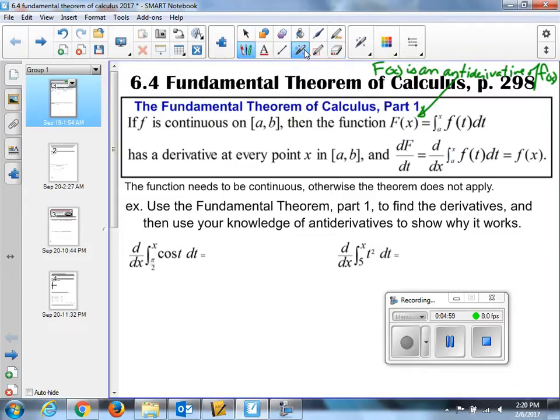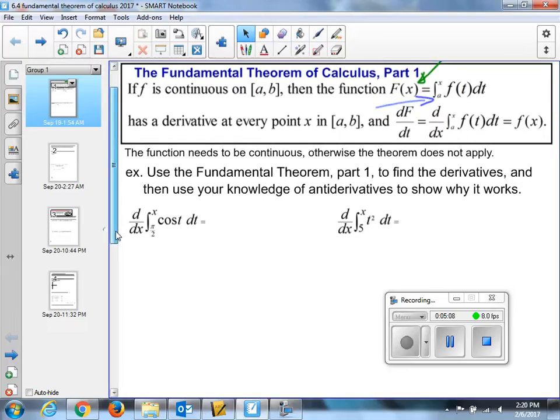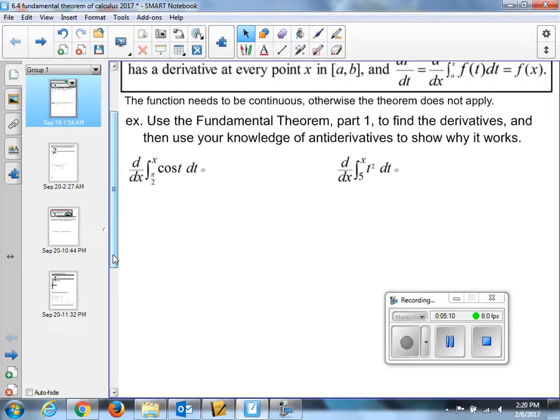However, we've got to keep this in mind with the integration here. Now this is important because, let's try an example. We're going to get a shortcut. The function needs to be continuous, otherwise this theorem doesn't apply. And we'll use the fundamental theorem, part 1, to find derivatives and our knowledge of antiderivatives to show why it works. Now, I'm going to show you the long way first.